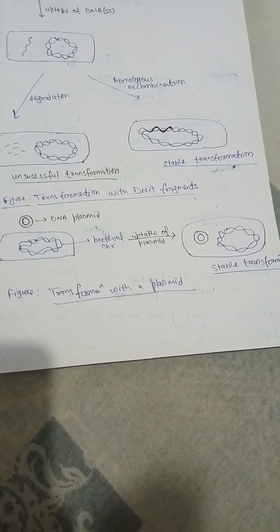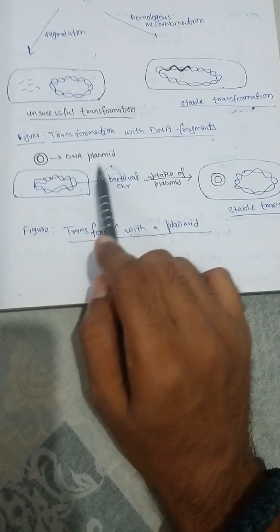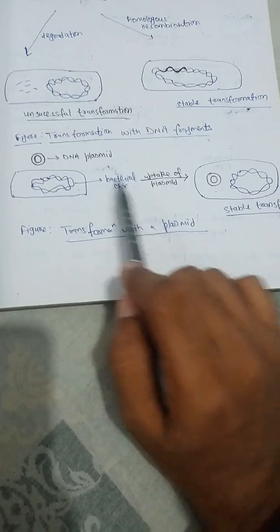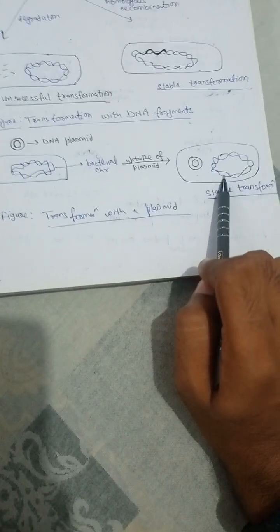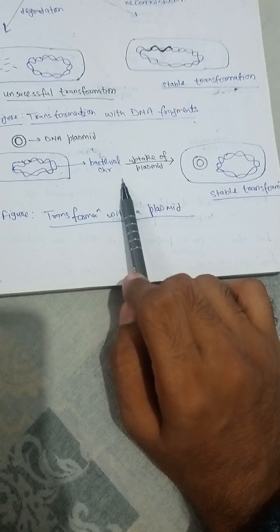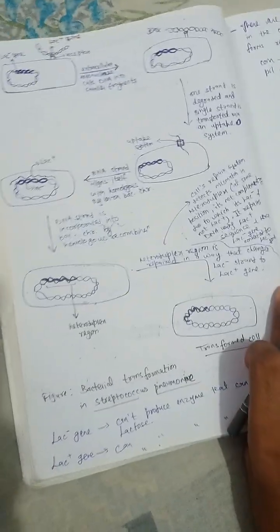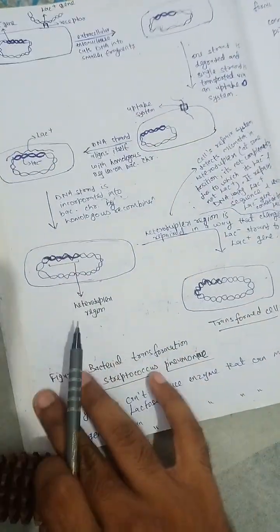So this was a transformation with linear DNA. There could be transformation with circular DNA like a DNA plasmid. So there's a plasmid in the environment and the uptake of the plasmid, this, and this is stable transformation. If this plasmid is degraded, then it would be unstable or unsuccessful transformation. Okay, now we will see the transformation diagram in detail.